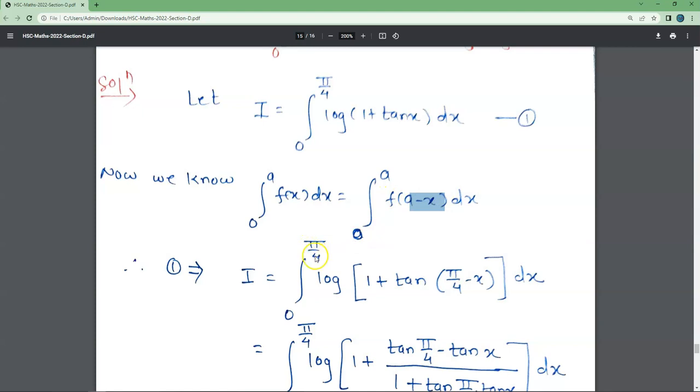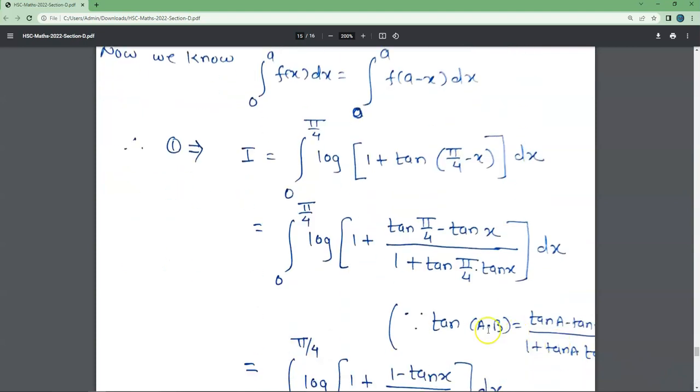So here, what will come in place of x? Pi by 4 minus x. So this one becomes I is equal to 0 to pi by 4 log as it is 1 plus tan, but in place of x what do we write, a minus x, that is pi by 4 minus x, and dx. Now the formula of tan of a minus b is tan a minus tan b upon 1 plus tan a into tan b. This is the formula, tan of a minus b is equal to tan a minus tan b upon 1 plus tan a into tan b.